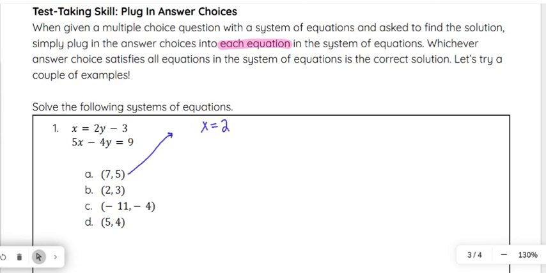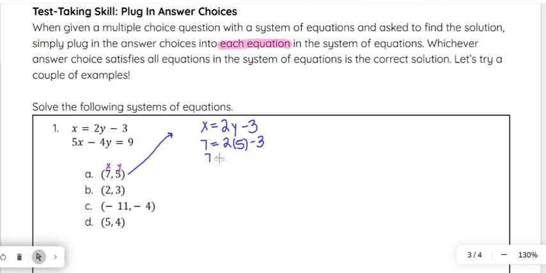So the way that I would approach it is I would start with answer choice A, and I'm going to start with x equals 2y minus 3. I'm going to plug in x as 7, y as 5. So that's 7 equals 2 times 5 minus 3. Again, your x is 7, your y is 5.